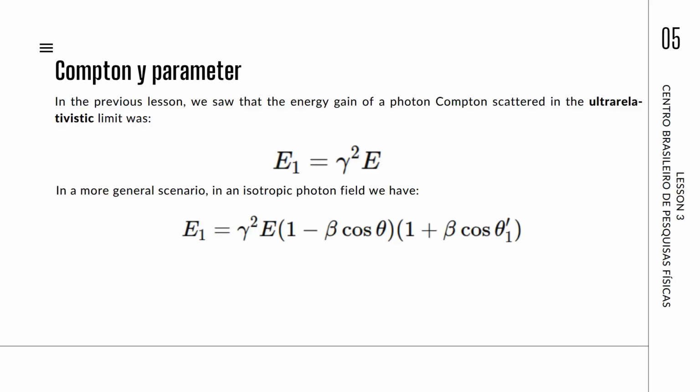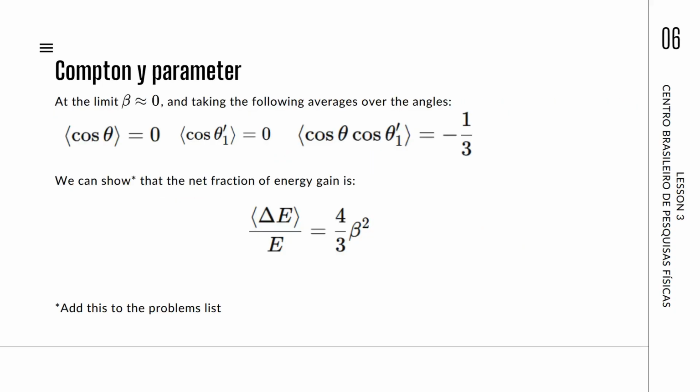Okay. Let me introduce you to the Compton Y parameter. In the previous lesson, we saw the energy gain of a scattered photon in the ultra-relativistic limit was something like that. There was a factor of 4 there. You remember this, right? We just saw it in the quick review. This is the ultra-relativistic case, so the photon is coming from the direction of propagation. If you want to be more precise, you cannot consider this unique direction. So we consider the cosine theta and cosine theta prime, which is in the rest frame of the electron. This is the more general scenario for the scattering of a photon by an electron.